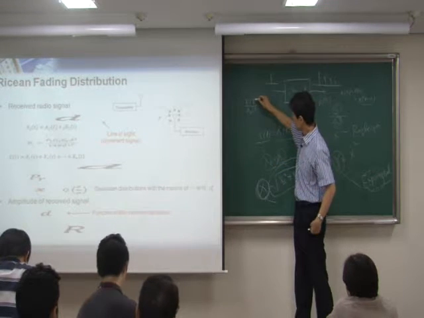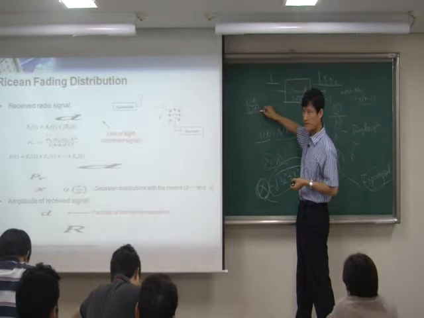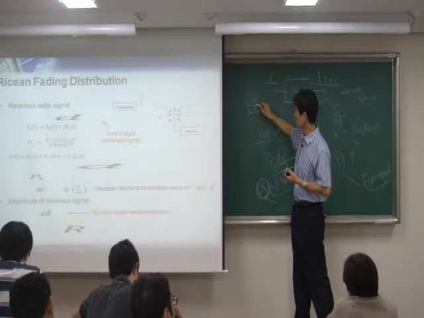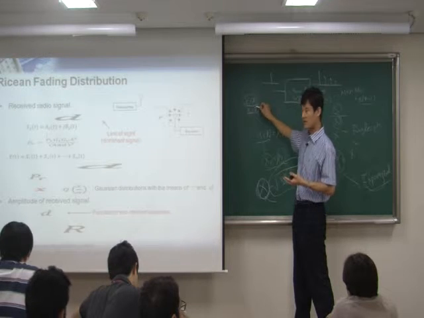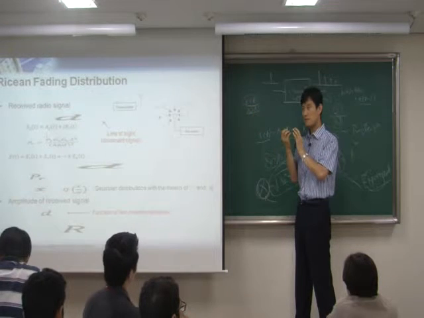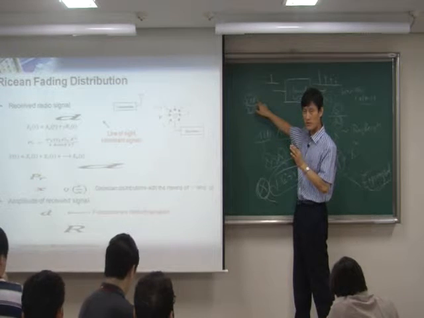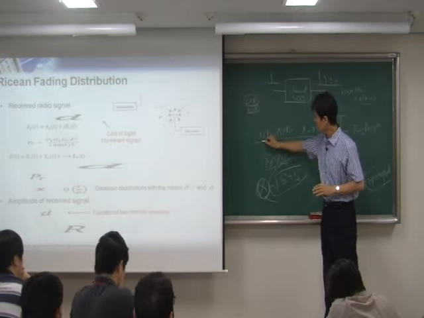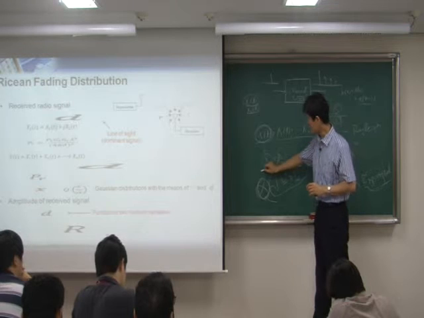Earlier, each one of these was a zero mean Gaussian, okay? But now, this line of sight random variable is not zero mean Gaussian. It is a Gaussian with a certain mean. Why does it have a mean? Because it has a direct line of sight. It gives us some strong power compared to others. So when you add it all together, now this Z(t) is no longer a zero mean Gaussian.